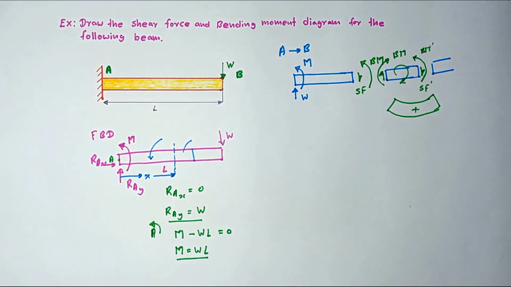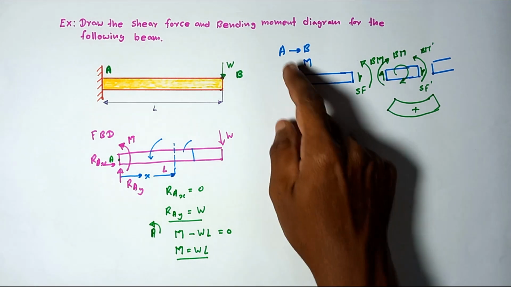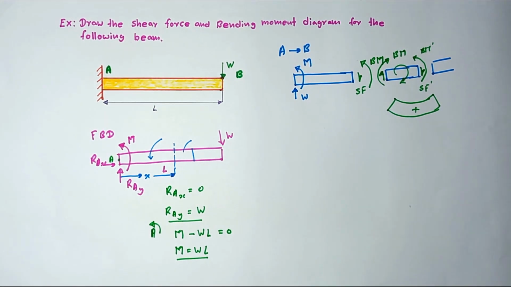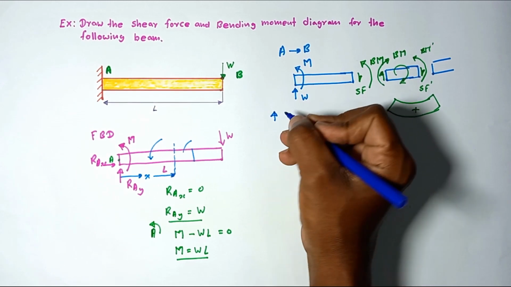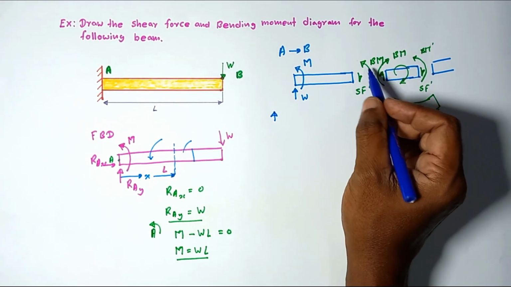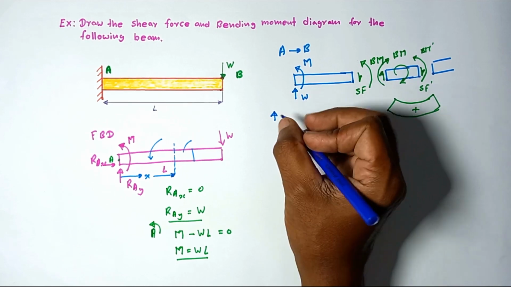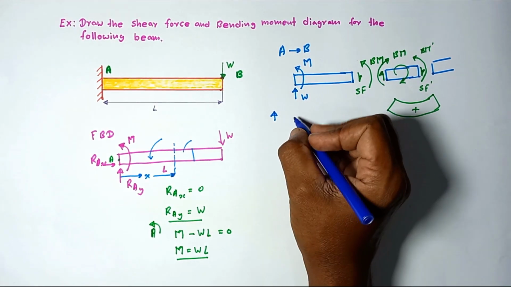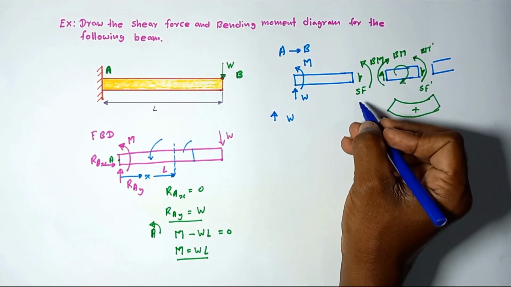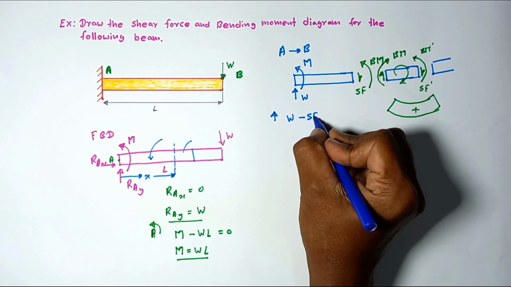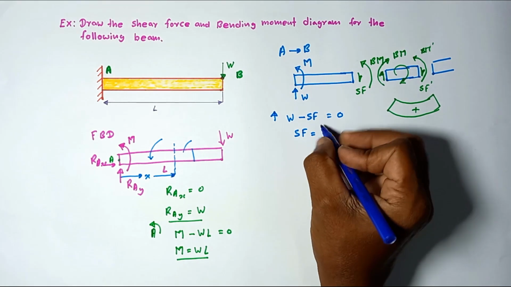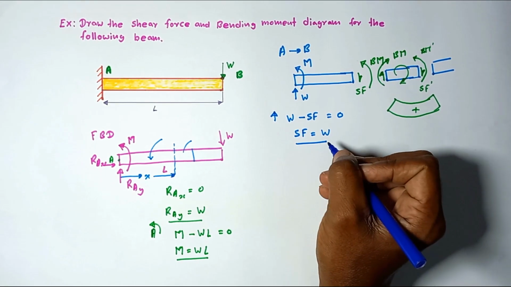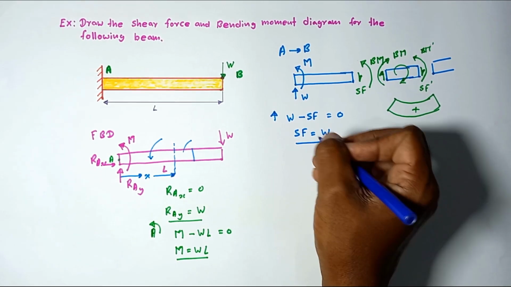Then we are going to obtain the equations for shear force and bending moment considering the A to B region. To obtain that, we consider the forces acting on this beam part. We resolve all the forces in the vertical direction. W minus shear force is equal to 0, so the shear force is equal to W.